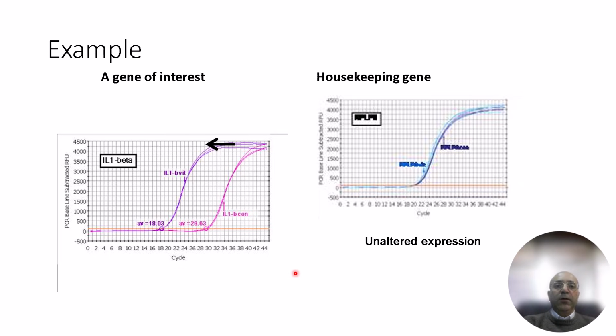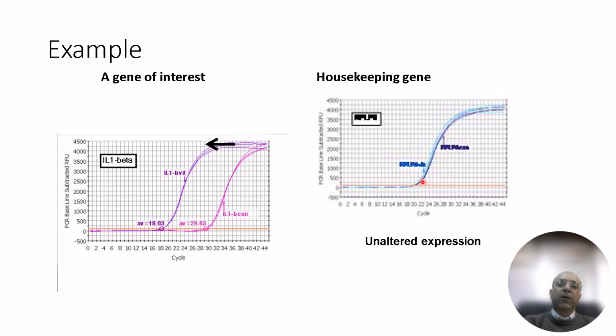And by the way, if we do comparative expression, this is the gene of interest. This is a housekeeping gene. One would say, well, do I need a housekeeping gene? And the answer is yes. You also need to do a housekeeping gene. So a housekeeping gene right here for two samples, dark blue and light blue, indicates that the cycle, the CT, the threshold cycle, is exactly the same.